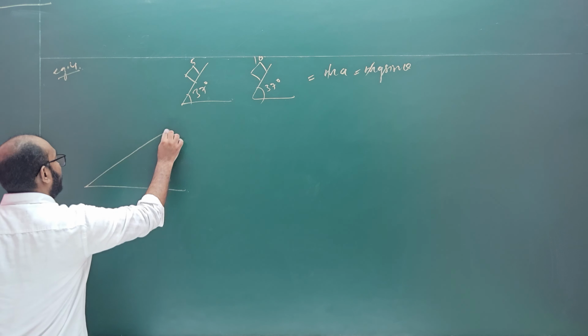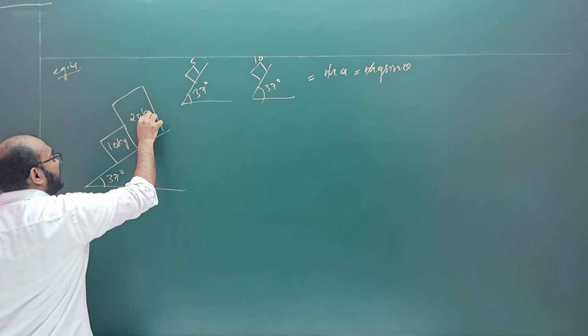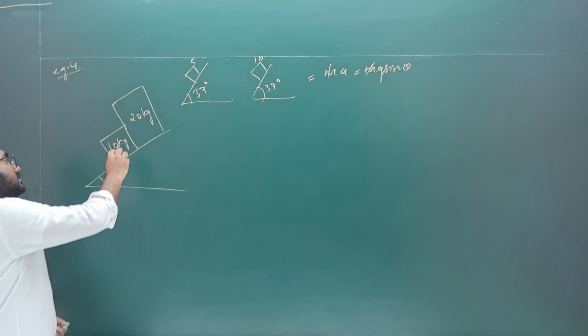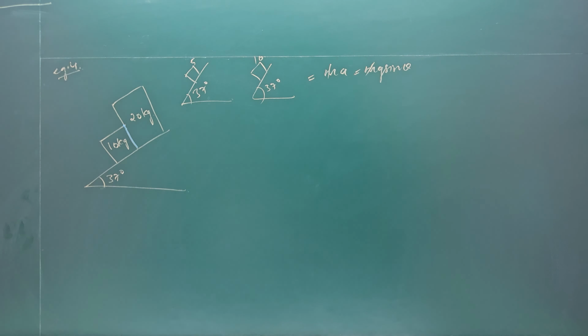Similarly, consider one more example like this. Here is an inclined plane making an angle of 37 degrees. Two objects are placed, this one is 10 kg, and one more object here is 20 kg. No external force is acting. The question is to find the normal between the surfaces. What will be the normal here? Did everyone get the answer?